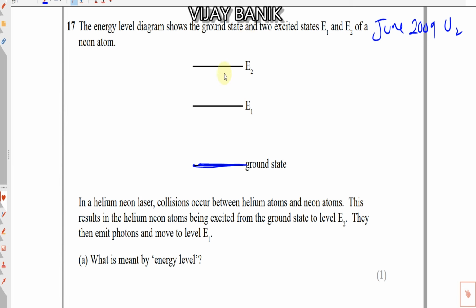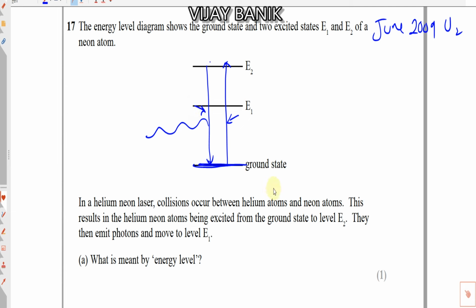In a helium neon laser, collision occurs between helium atoms and neon atoms. So helium and neon atoms are colliding with each other. This results in helium neon atoms being excited from the ground state to E2. Whenever the electron gets excited, it goes to a higher energy level, so it's going over here, E2. They emit photons when they come down. This is absorption, this is emission. Remember that if the arrow is down, it's emission.